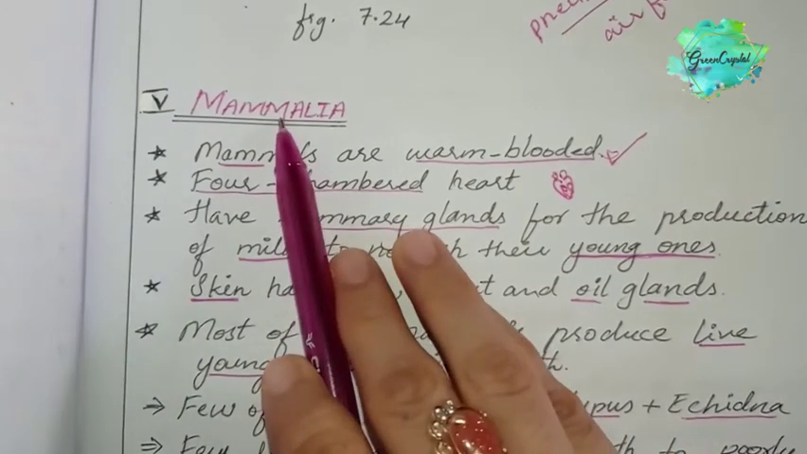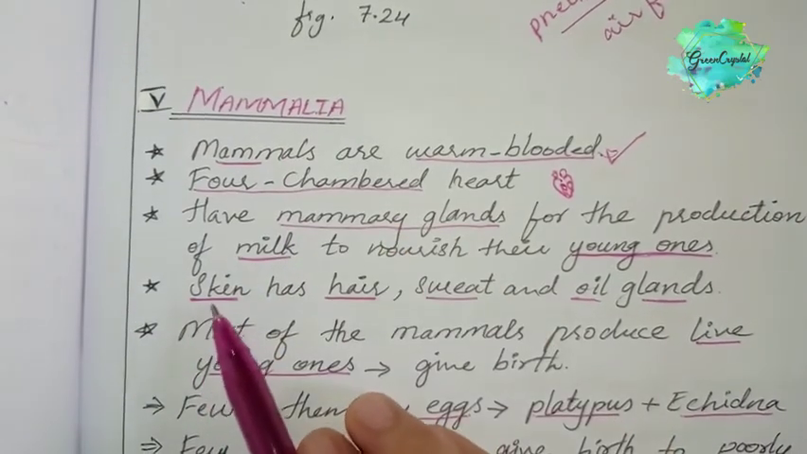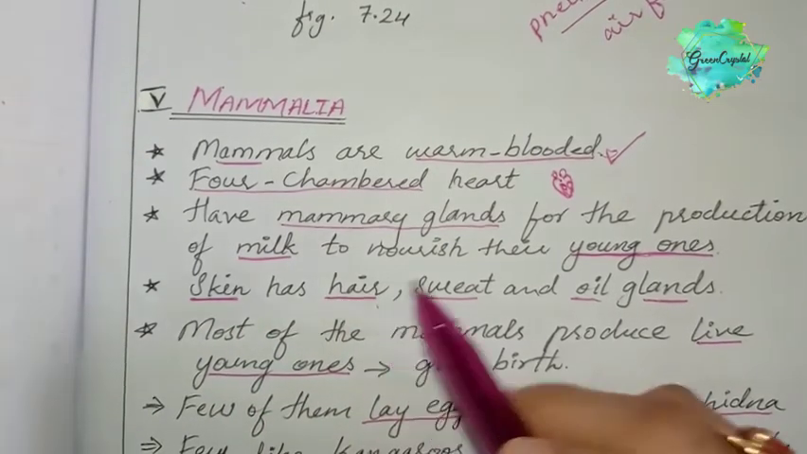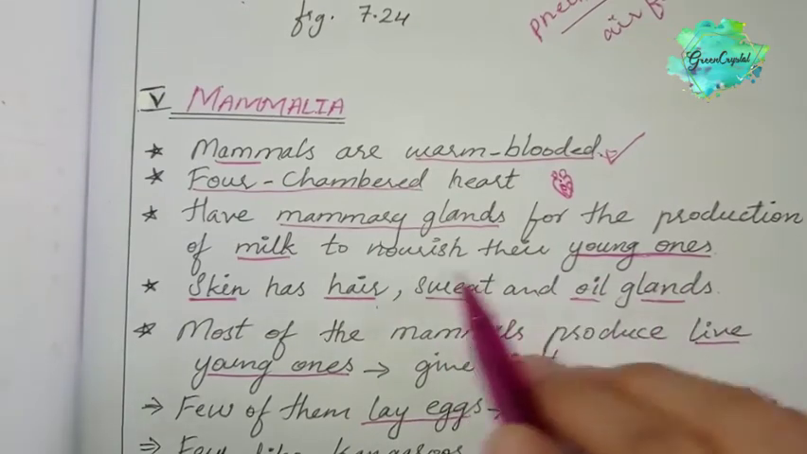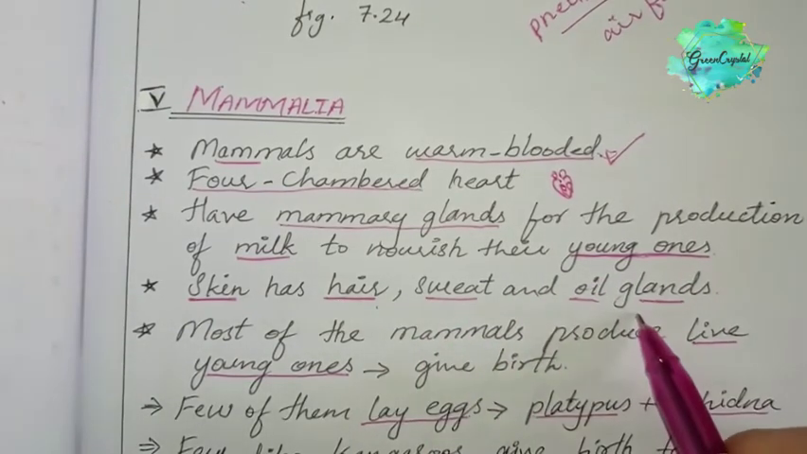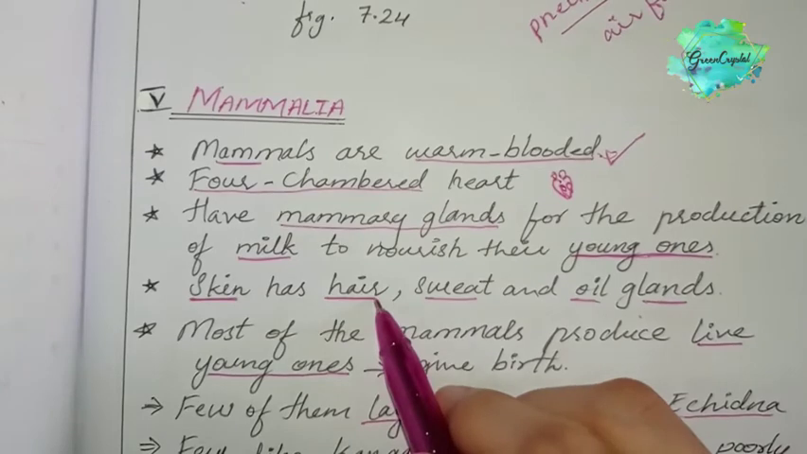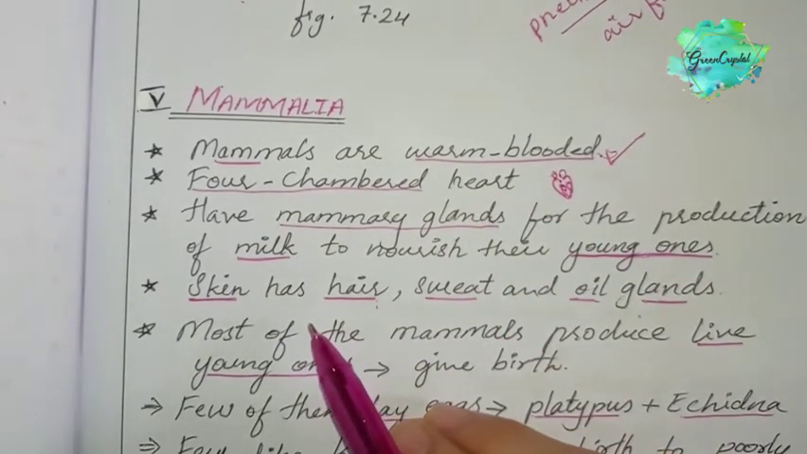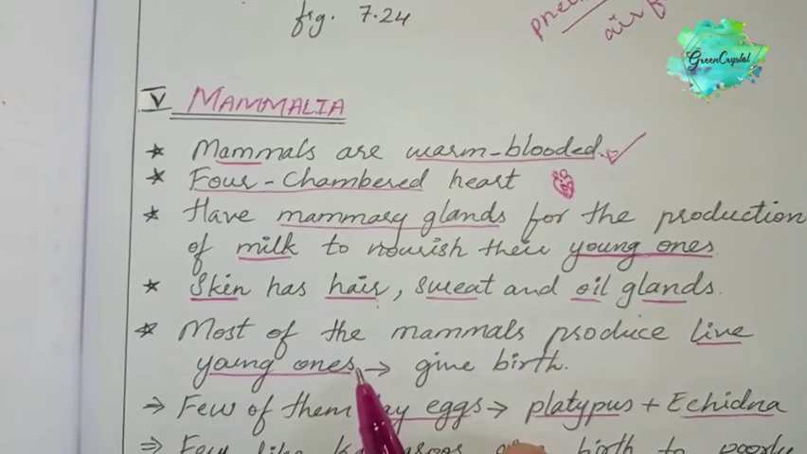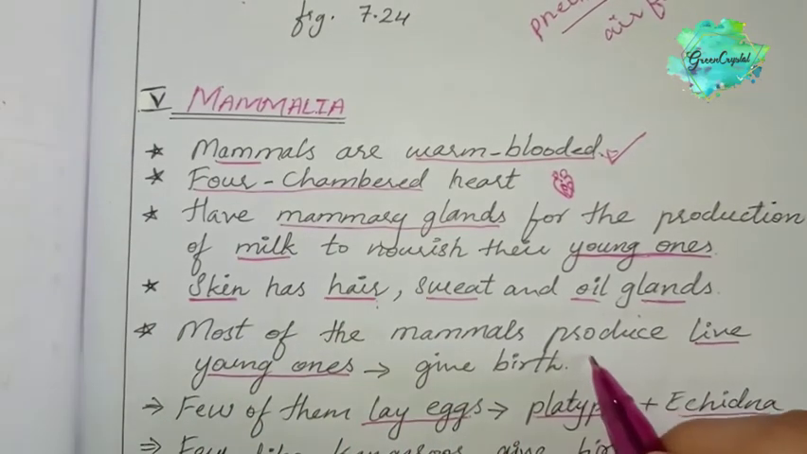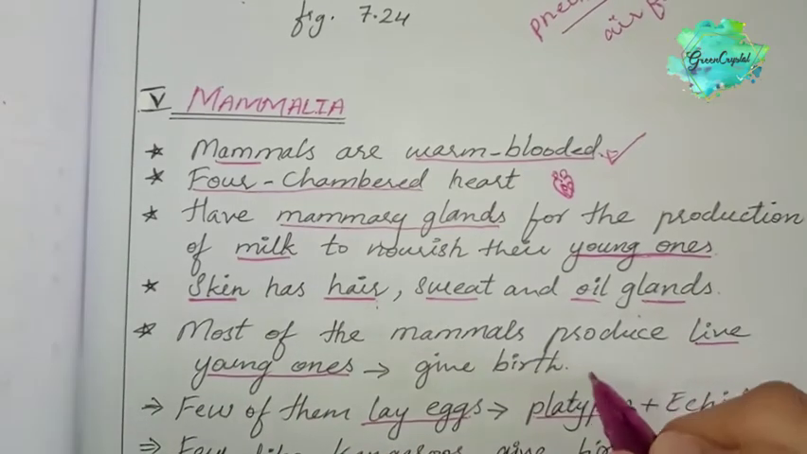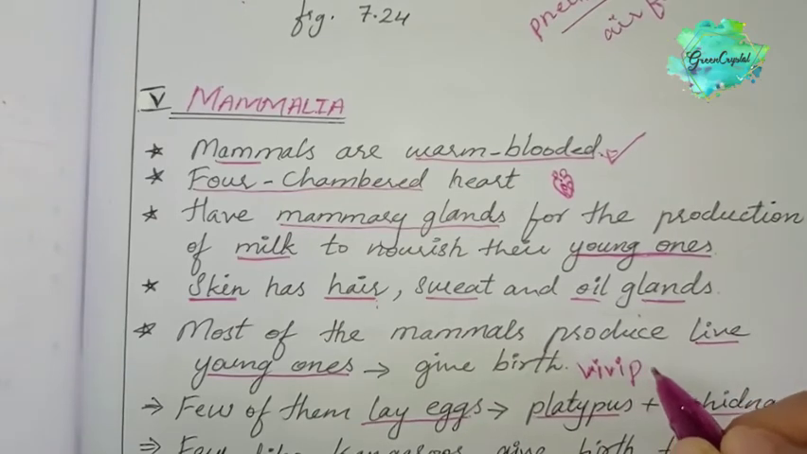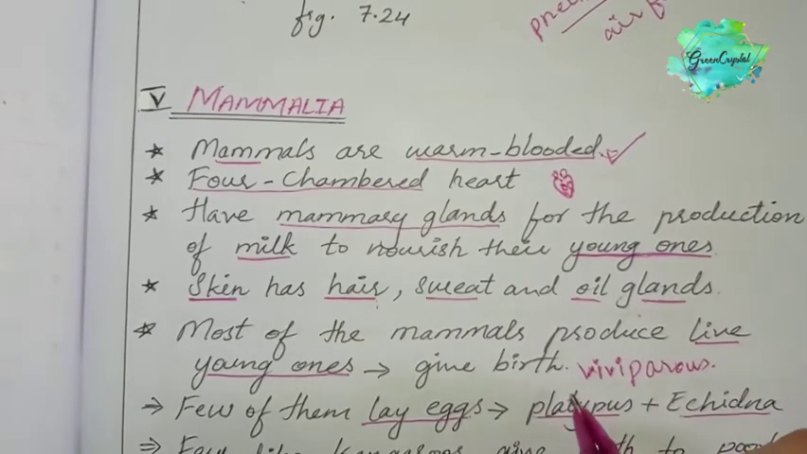Okay, as their name shows, mammals, Mammalia. So next characteristic is what? Skin has hair. Sweat and oil glands are also present all over the skin, and skin is covered with hair. Some parts of the skin have more hair, some parts have less hair. Okay, and most mammals are viviparous, they produce live young ones, meaning giving birth to a child or giving birth to the same kind, that is also called viviparous.